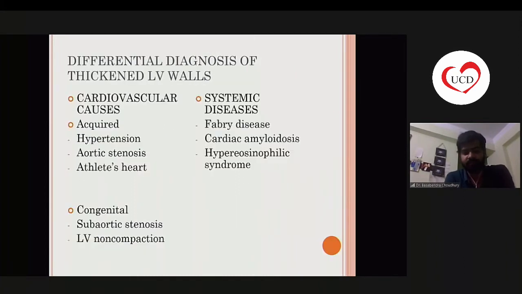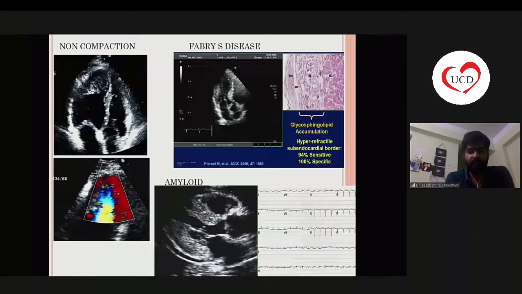Next slide. So we have already discussed the clinical DDs, cardiovascular DDs: hypertension, aortic stenosis, athlete's heart. Some other DDs we can discuss, like non-compaction and amyloidosis. Next slide. Non-compaction, we can see, mimicking apical HCM. Actually, these are the sinusoids. If we put color, you can see the blood flowing through the sinusoids, which is actually due to non-compaction.